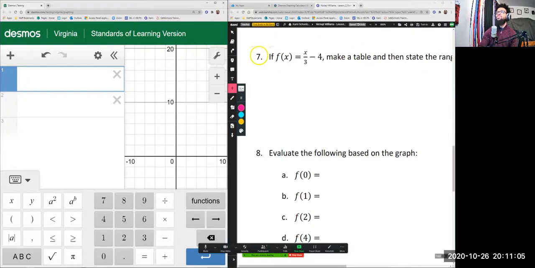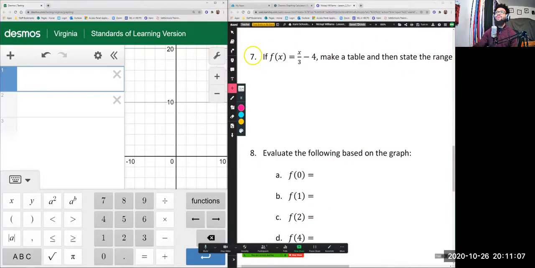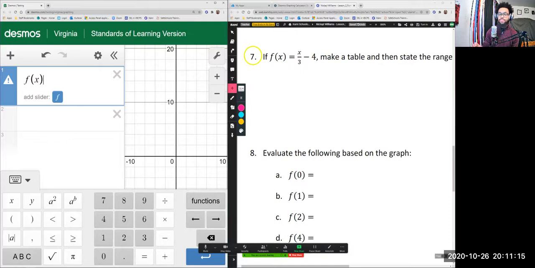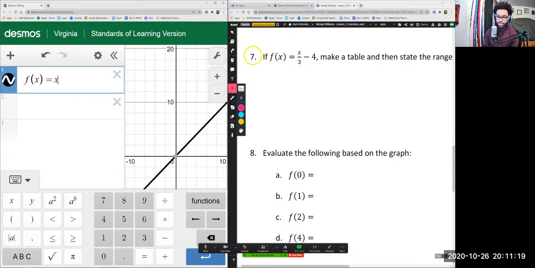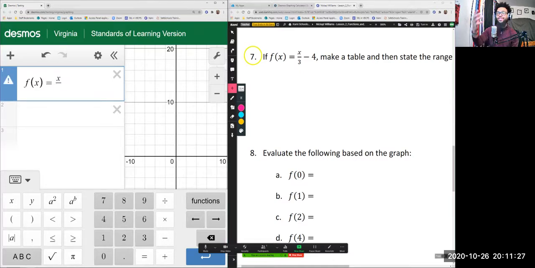So once again, I'm going to go ahead and type in that function. We've got f of x equals x over 3. And if you want to do that division bar, you hit the / on your keyboard, and Desmos also has an input for that. x over 3 minus 4.